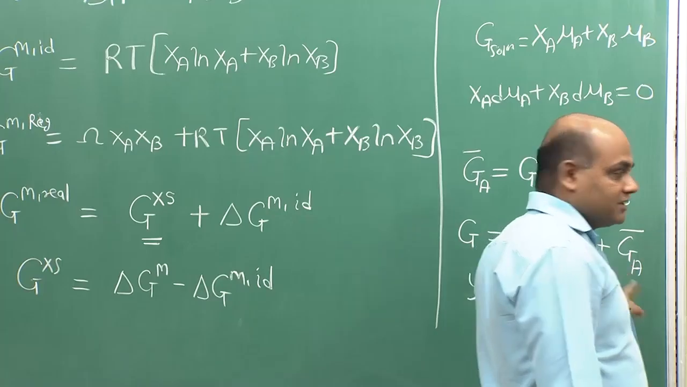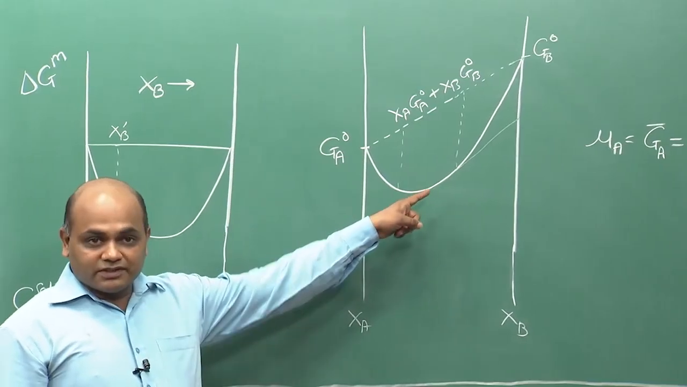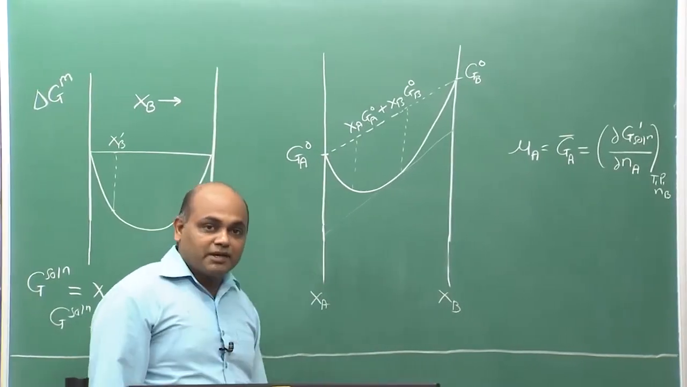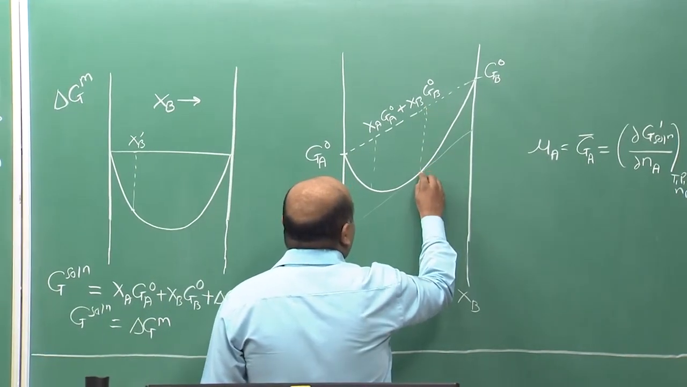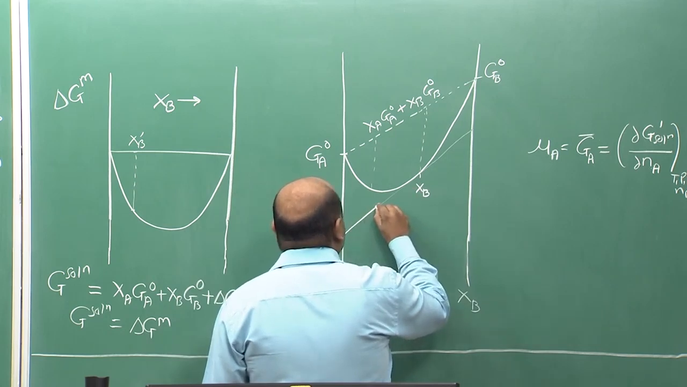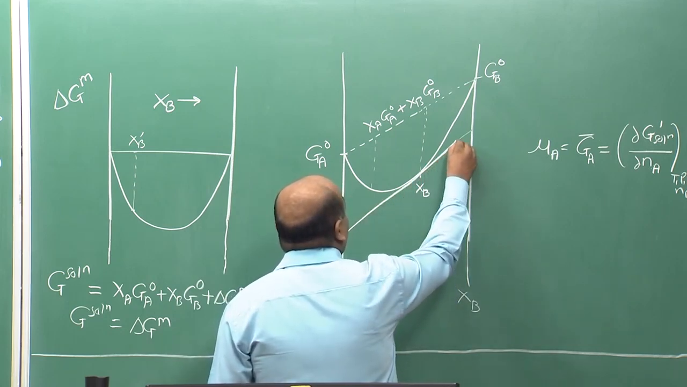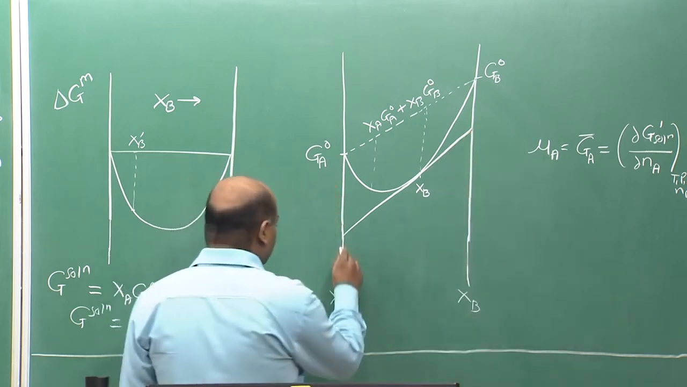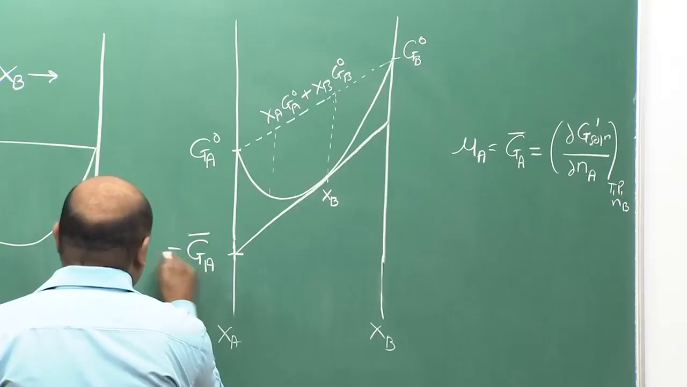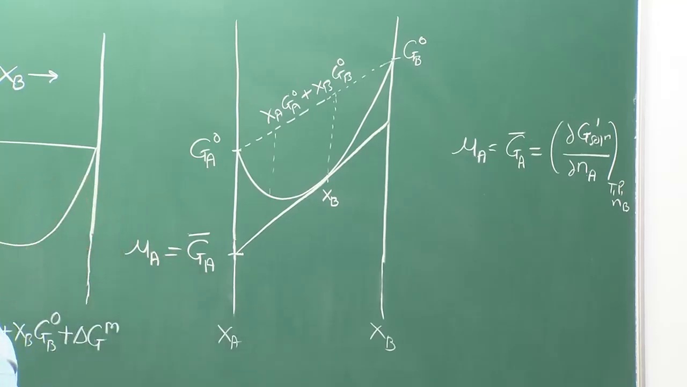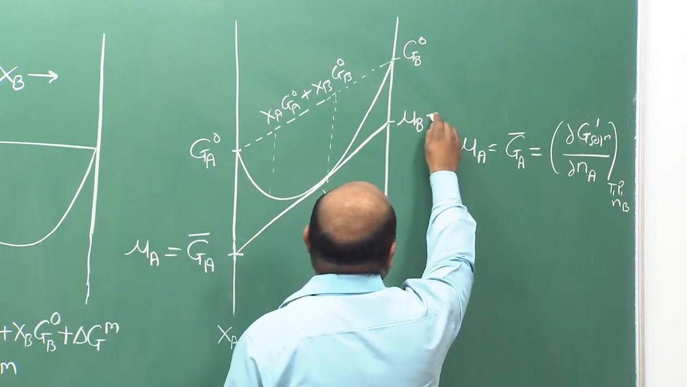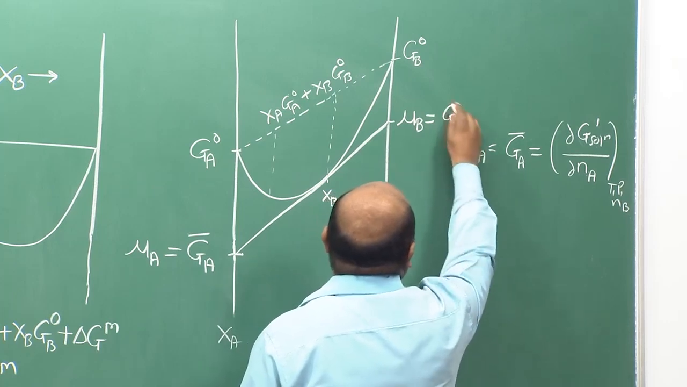And G A bar in this is nothing but the intercept of this tangent on the xA equal to 1 axis. So, if we want to determine the chemical potential of A at some composition xB, we draw a tangent to the Gibbs free energy curve at that composition, and the intercept on the xA equal to 1 axis is G A bar, which is the same as mu A. Similarly, the intercept of the tangent on the xB equal to 1 axis gives us the chemical potential of B, mu B, which is the same as G B bar.